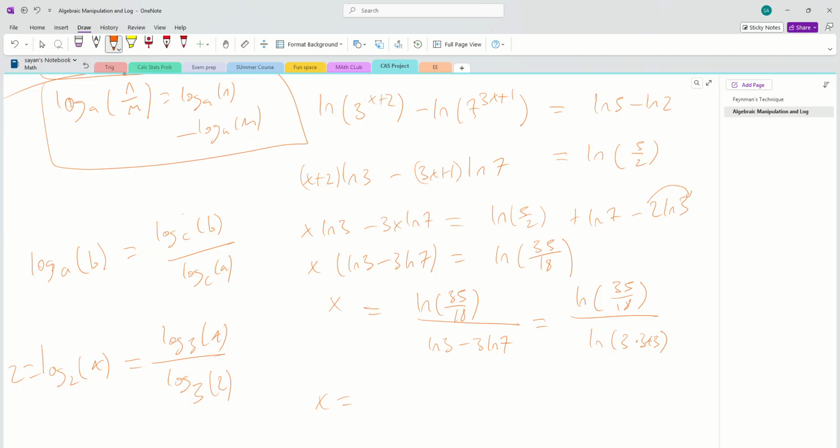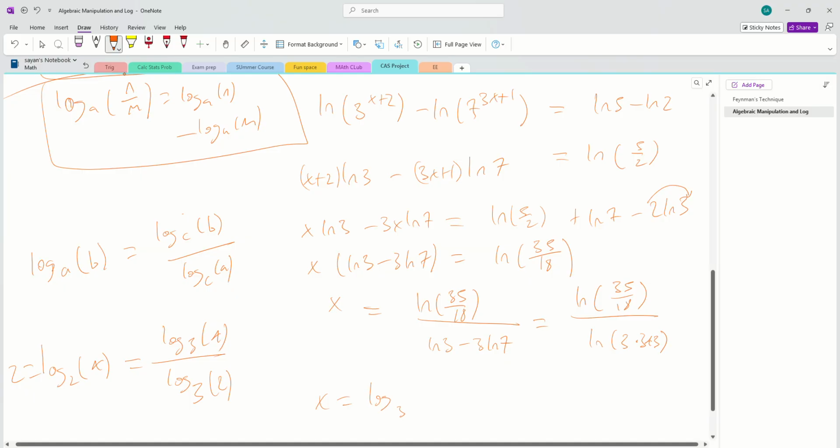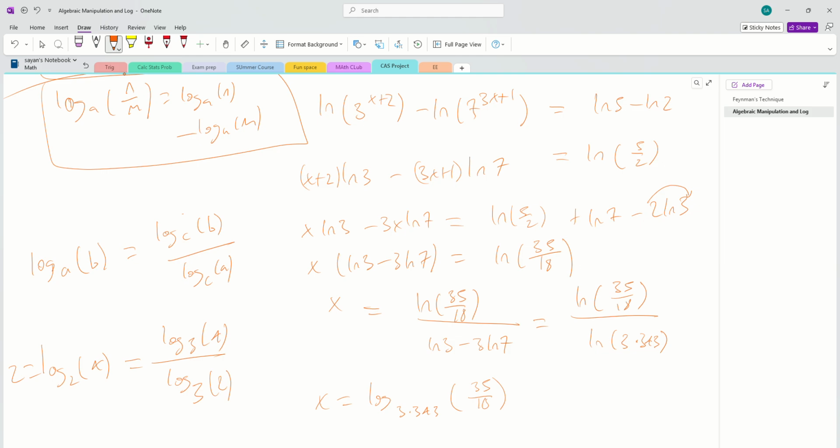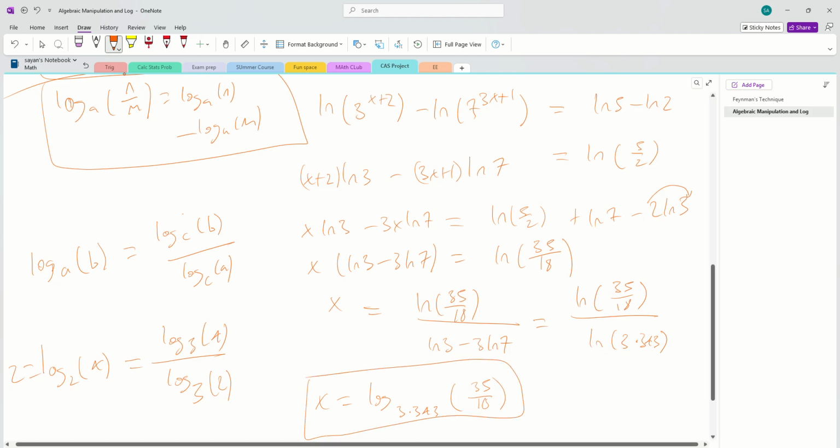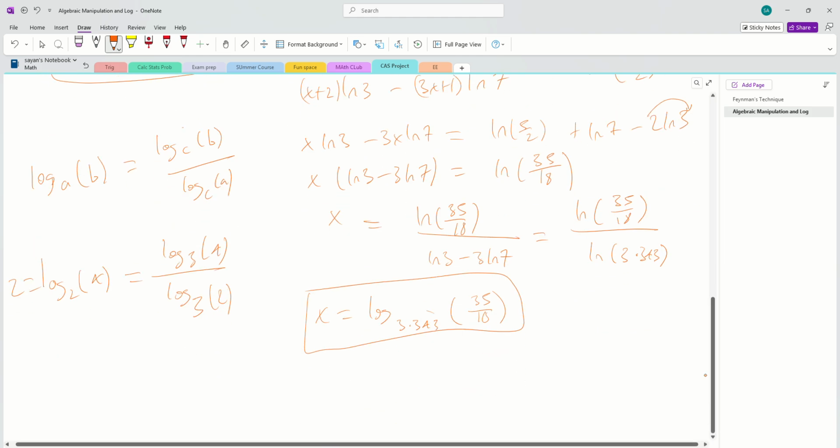Anyway, so we can rewrite this as log base 3 times 343 of 35 over 18. Normally you just put that in your calculator, but you get the point. This is an acceptable final answer. Sorry, this should say 18.